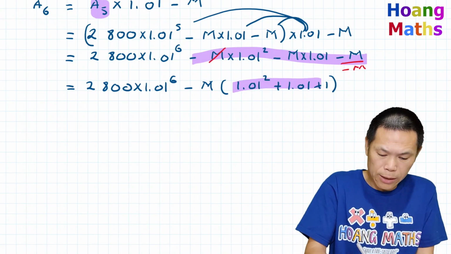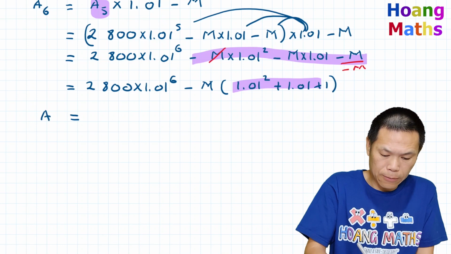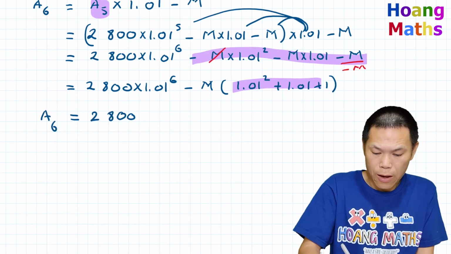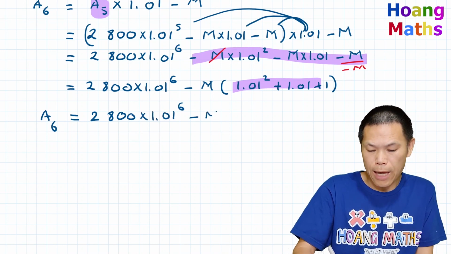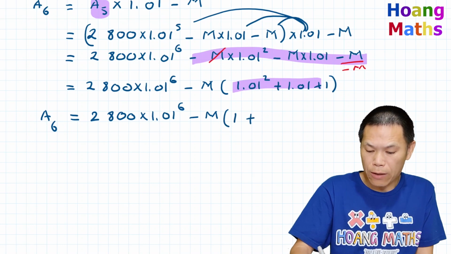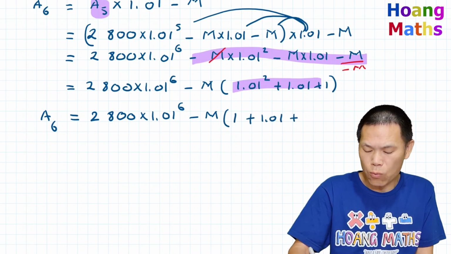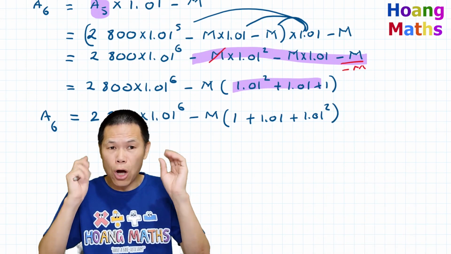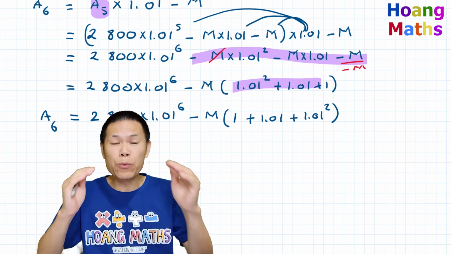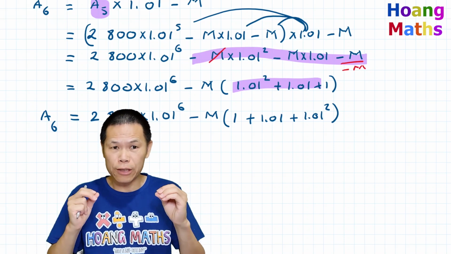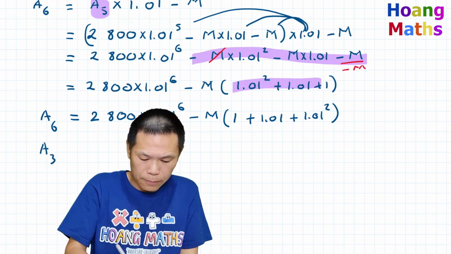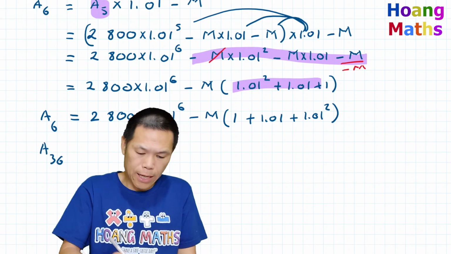So let me just rewrite this. A6 is equal to 2,800 times 1.01 power 6 minus M times 1, we add 1.01, we add 1.01 square. There you go. This is how much Alex owes at the end of 6 months. But we need to work out at the end of 36 months. That is 3 years, okay? So A36. And you can see there's a pattern here.